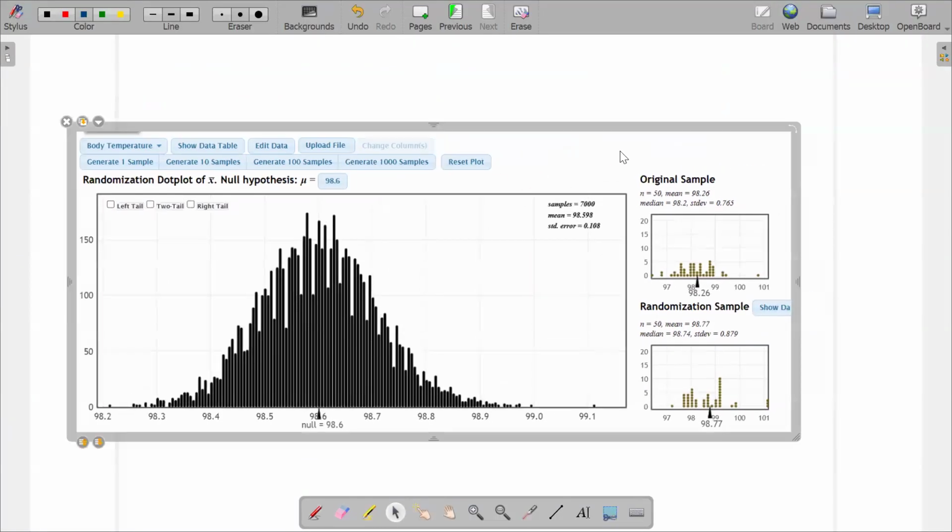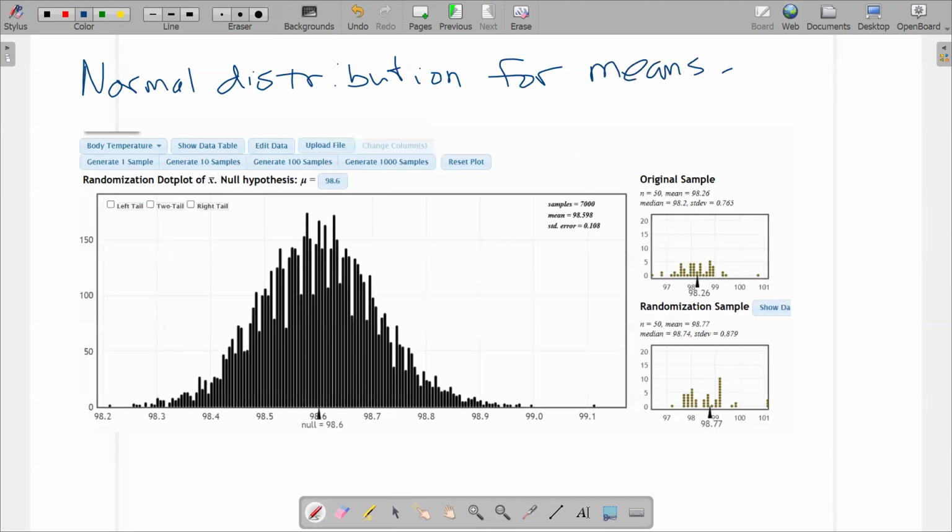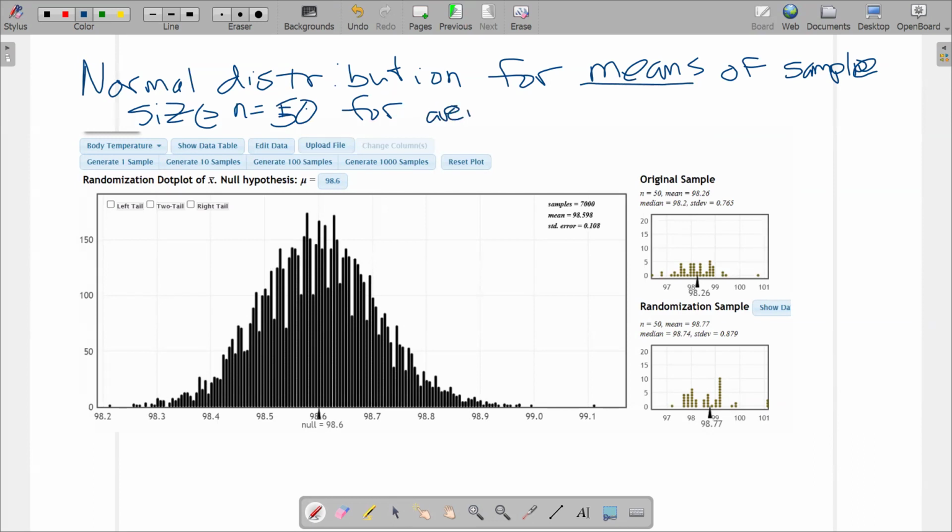Okay. So this graph here is a normal distribution. And it's a distribution for means of sample size 50. Or again, their means, what kind of a mean? Average body temperature.